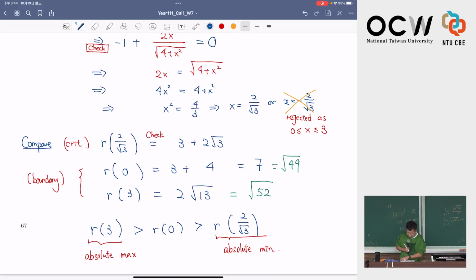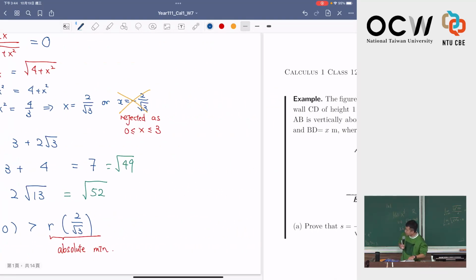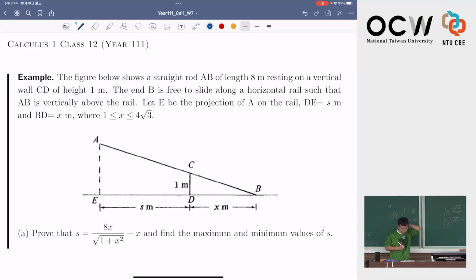Okay, let's move on to a different example. The figure below shows a straight wall AB of 8 meters. So this is 8. The length here is 8. Resting on a vertical wall of height 1 meter. So this is the vertical wall, 1 meter. And then B is free to slide along the horizontal rail, and so on.